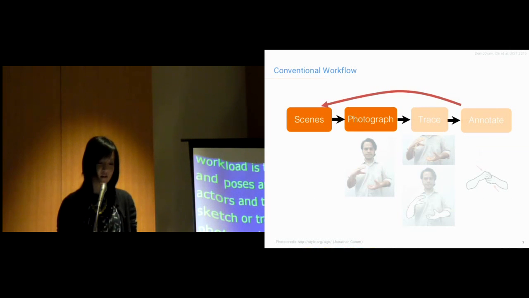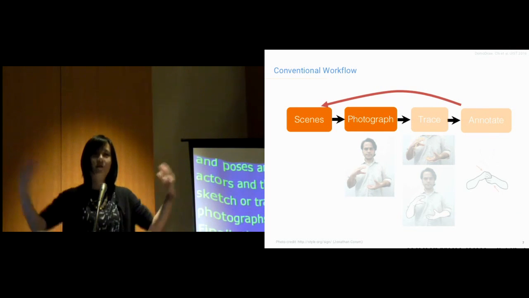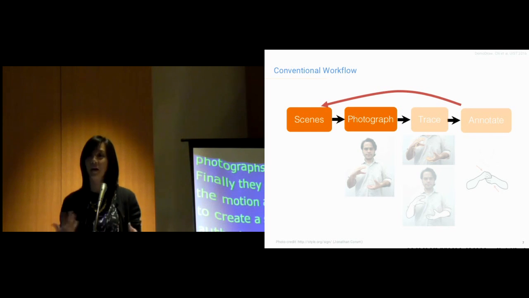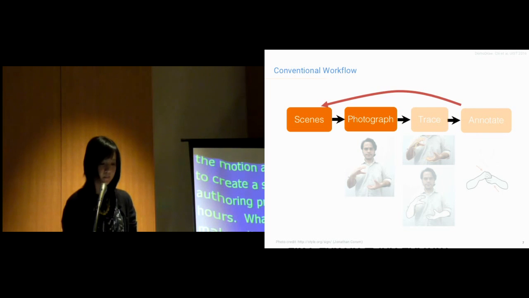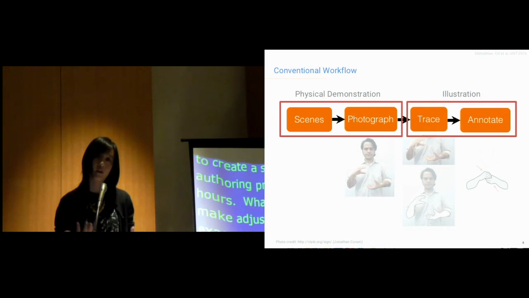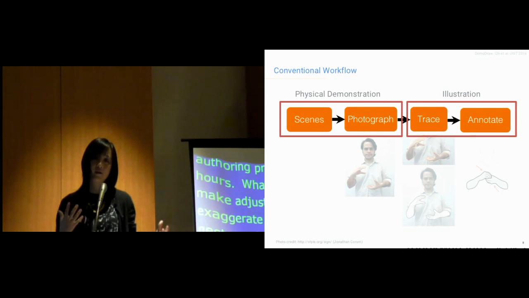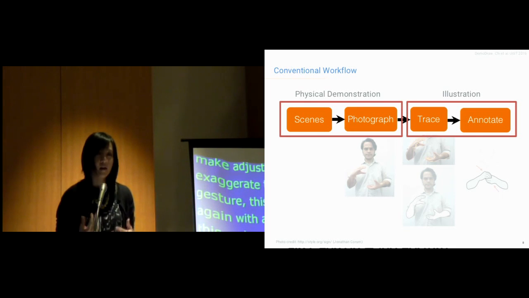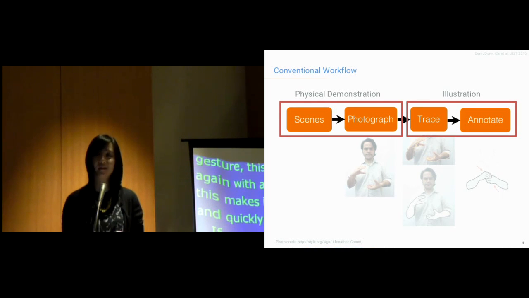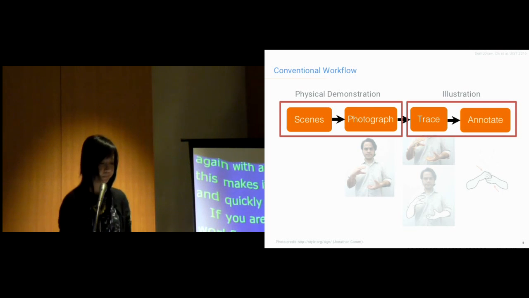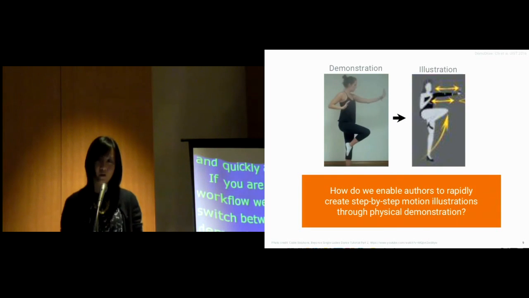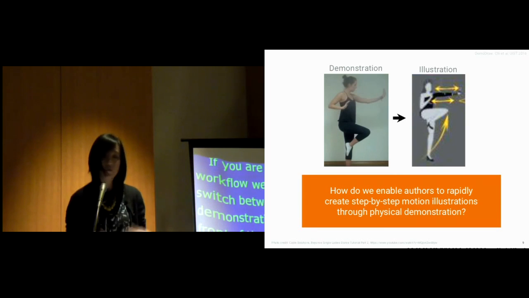And what if the authors decide to make some adjustments, such as exaggerating the hand postures or changing a gesture? This usually means starting over with new source photos, which makes it difficult to iterate and quickly edit. If we look at this typical workflow, authors commonly switch between the physical demonstration, which is posing in front of the camera, and the computer, where they create the illustration using a software tool. So in this work, we wonder: how do we enable authors to rapidly create step-by-step illustrations through physical demonstration?